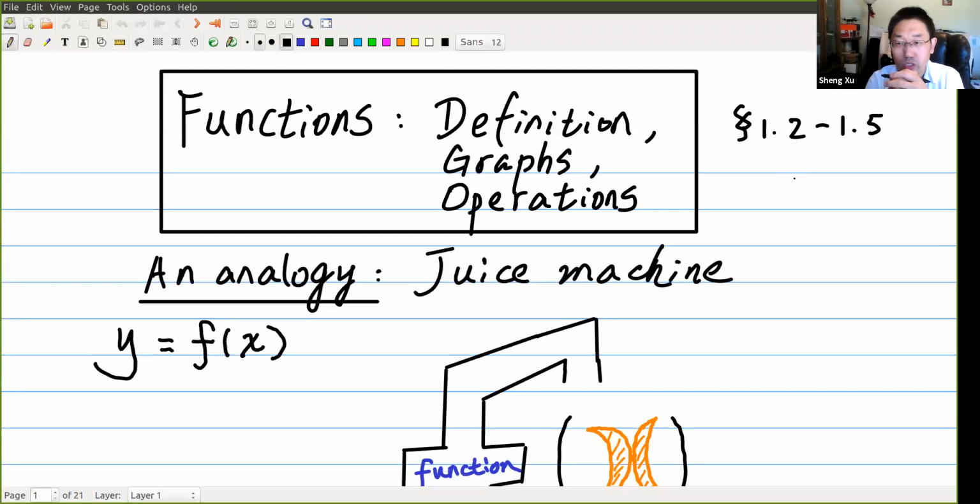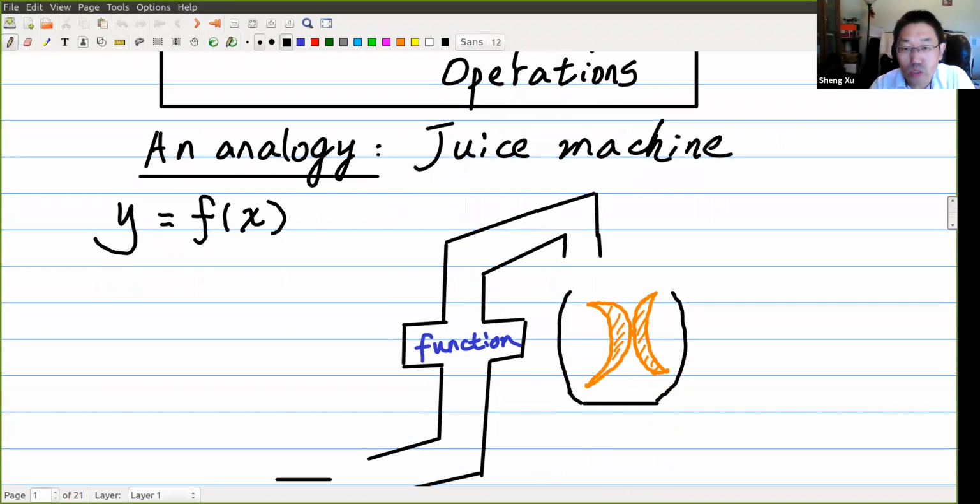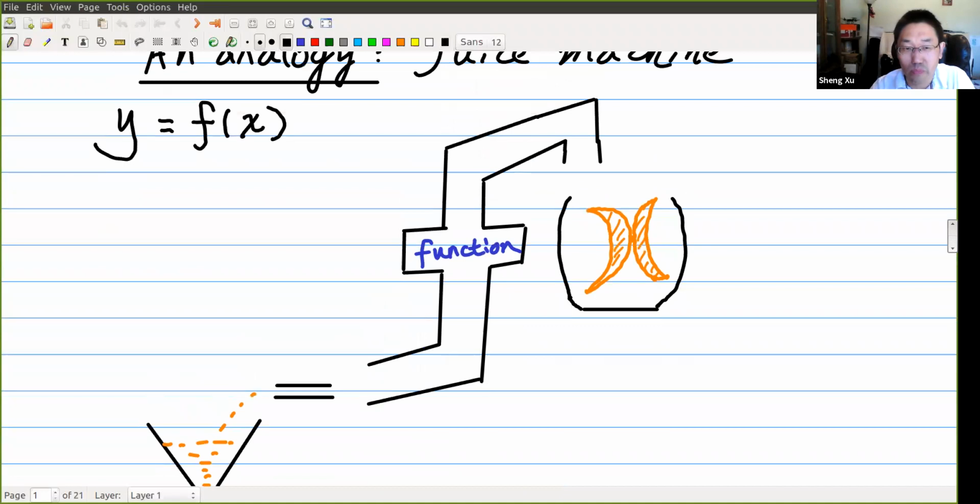Okay, let me start with an analogy. Do you guys like juice? I like juice. To make a juice, we can use a juice machine. This is my drawing of a juice machine here. This stuff here is my machine. It looks like an F, right? And say I have two bananas, put together, looks like an X. And the basket looks like a parenthesis here, okay?